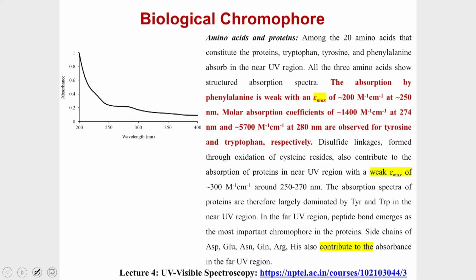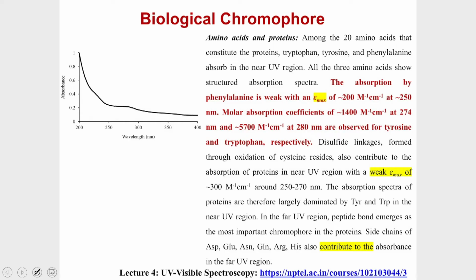All 3 amino acids show structured absorption spectra. The absorption by phenylalanine is weak, with an epsilon max of 200 per mole per centimeter at 250 nanometer, whereas molar absorption coefficients of 1400 at 274 nanometer and 5700 at 280 nanometer are observed for tyrosine and tryptophan respectively. Similarly, you can have the disulfide linkages which are formed by cysteine, and that is also going to give you absorption, and that can be used as a chromophore within the proteins.